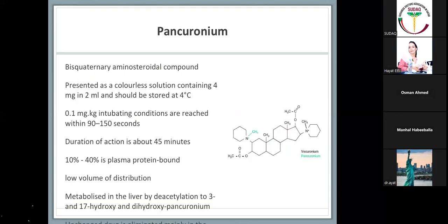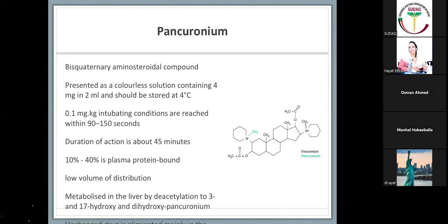Pancuronium is one of the amino steroidal compounds. It's a bisquaternary; as we said before, the bisquaternary are more potent than the monoquaternary. It is presented as a colorless solution, containing around 4 mg in 2 mL, and again, it should be stored at 4 degrees Celsius. The intubating dose is around 0.1 mg per kg, and this will give you intubating conditions in around 90 to 150 seconds. Duration of action is around 45 minutes.